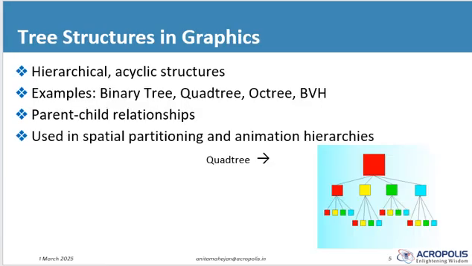Next, we have tree structures in graphics. Tree structures are hierarchical and acyclical. They are ideal when you have a strict parent-child relationship. Examples include binary trees, quadtrees, octrees, and bounding volume hierarchies. These are often used in spatial partitioning, collision detection, and animation skeletons. For example, quadtrees are used to divide 2D space for rendering and visibility calculation. Here we have an example of a quadtree.